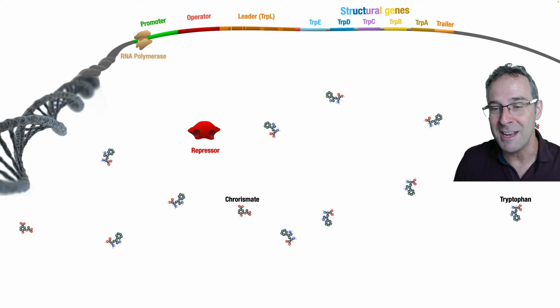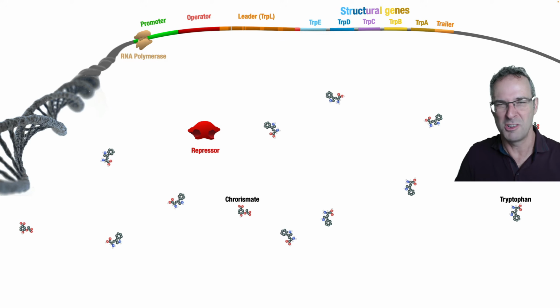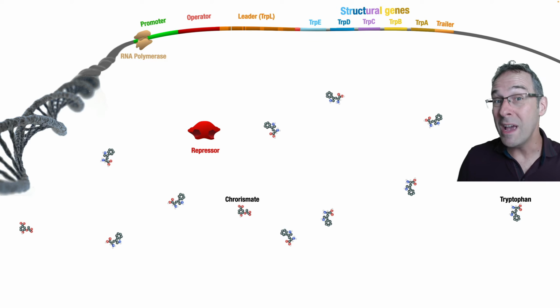There's also chorismate, of course. There's always chorismate in cells. Chorismate, dime a dozen, it's all over the place in cells. Tryptophan, remember, is generally pretty rare, but in this cell, there's plenty of tryptophan. So it would be a real waste of energy for this cell to be making more tryptophan.